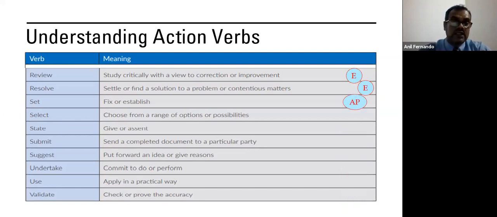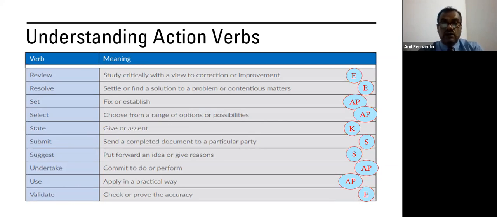Set is application. This is simple, low level. Select is also application. Straightforward, I skip them. Then submit, that is also just providing information. Undertake and use are also application. Validate is also evaluation. Now you see, pay more attention to action verbs in the categories of evaluation, application, synthesis, and comprehension. They are the key action verbs which are mostly used in examinations at the corporate and strategic levels.